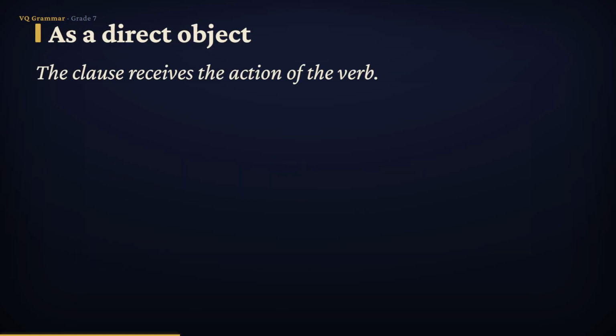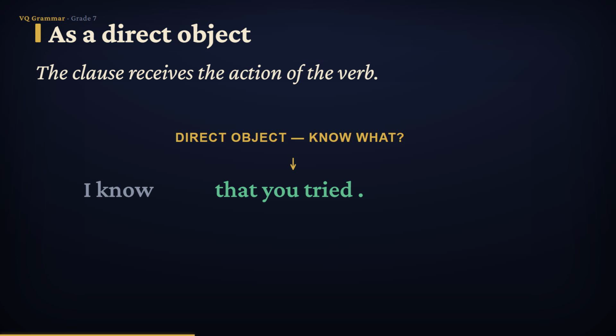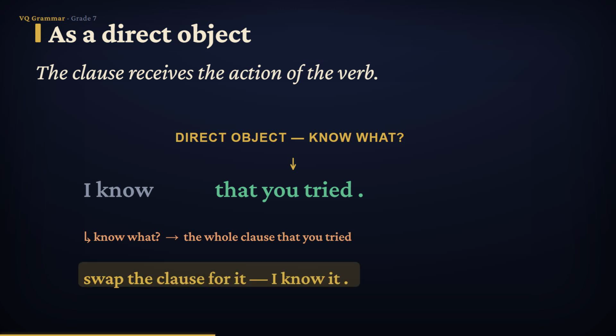Next, a noun clause as a direct object. Consider, I know that you tried. Start with the verb know. Now ask, know what? The answer is the whole clause that you tried. That clause is the direct object, the thing that gets known. And the test still works. Swap the clause for it, and you get, I know it, which makes perfect sense.